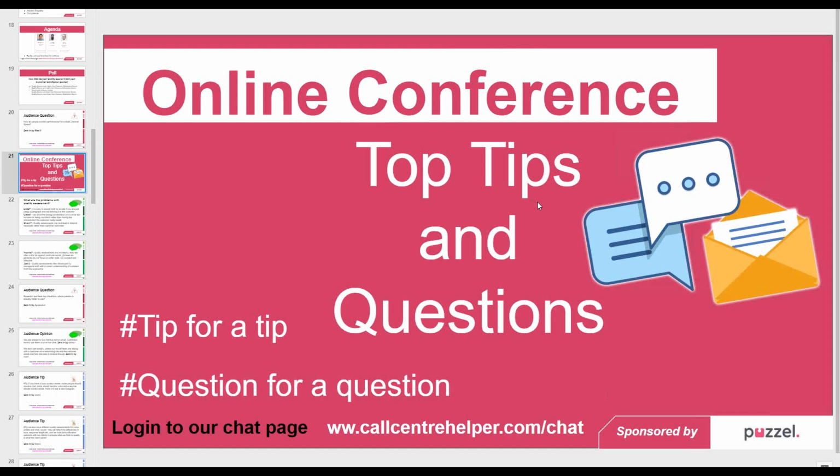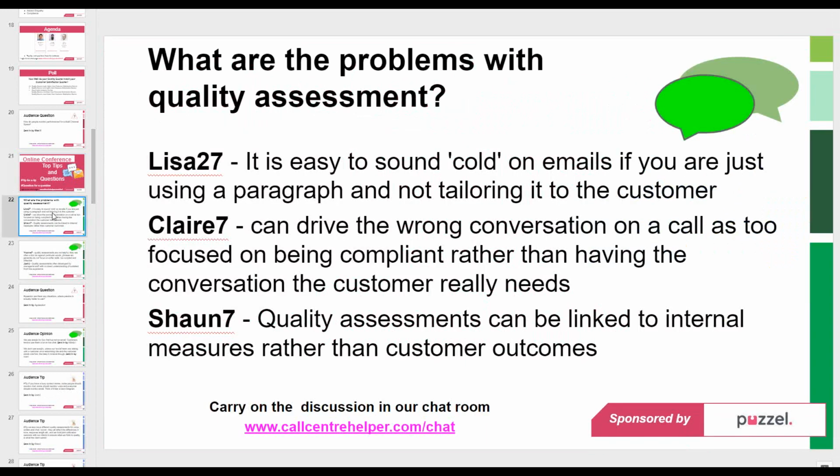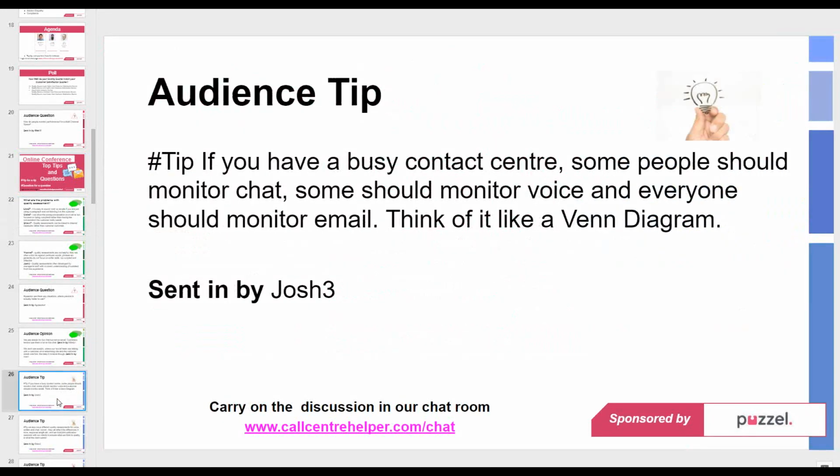Well, let's have a look at the chat room. It's been absolutely flying through. We've got a whole range of different problems with quality assessments. Lisa says it's easy to sound cold on emails if you're just using a paragraph and not tailoring it to the customer. Claire says you can drive the wrong conversation on a call as you're too focused on being compliant rather than meeting needs. And quality assessments can be linked to internal measures rather than outcomes. So let's have a look at some of the tips.